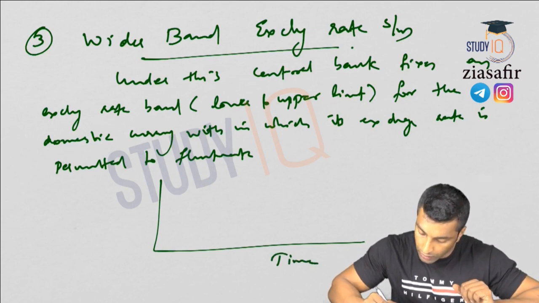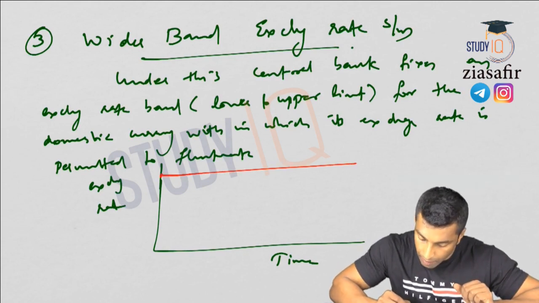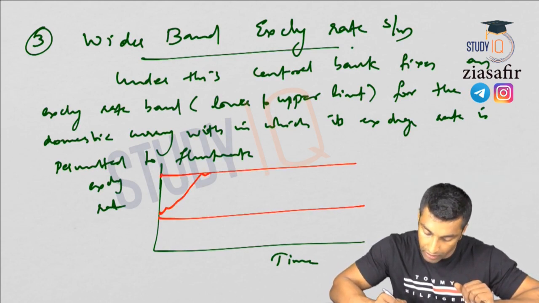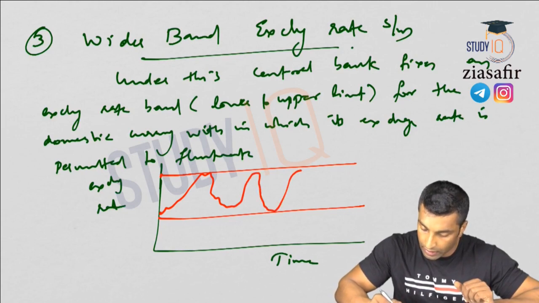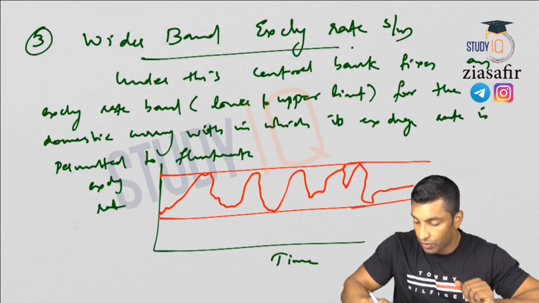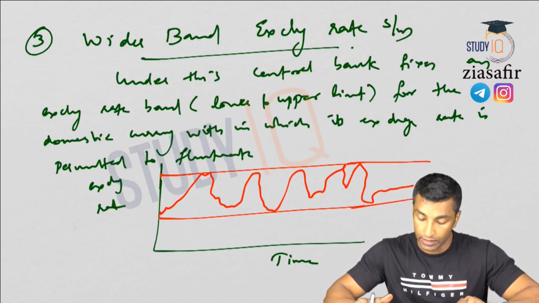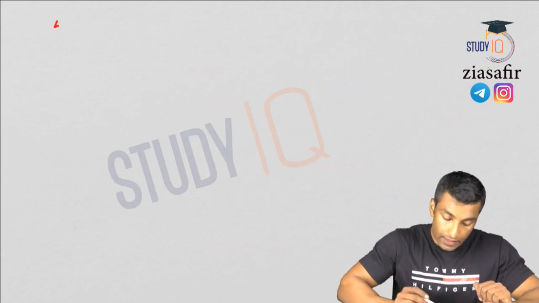So if you take time on the x-axis and exchange rate here, there will be an upper limit and there will be a lower limit. So the exchange rates will fluctuate like this. In between they can go in any direction. So this is what you mean by wider band exchange rate system. Next is the crawling peg exchange rate system.